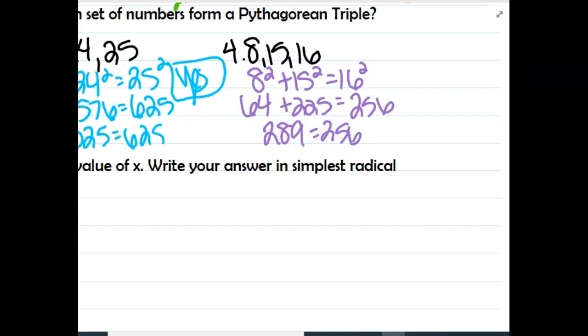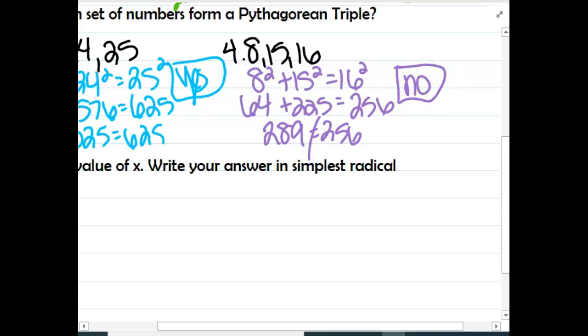Right, they're not equal. Close, but it doesn't matter. They're not equal, which means this would not be a right triangle. This is either obtuse or acute, which is actually what we're going to do next. Questions on those ones?